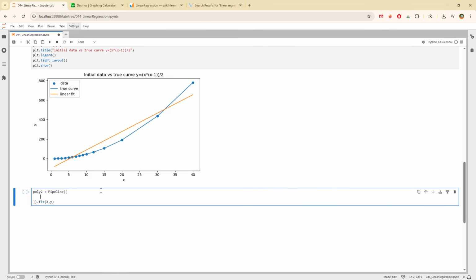And let's see what we get into this pipeline. First, poly equals polynomial features, degree equals 2, include bias. We don't have bias.